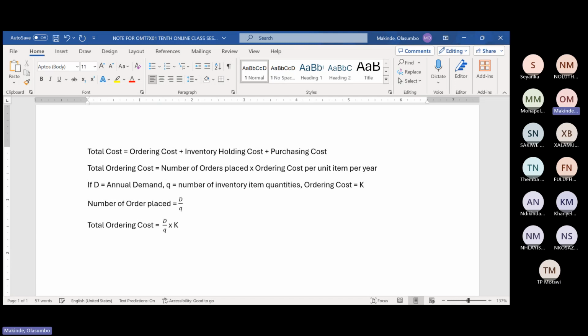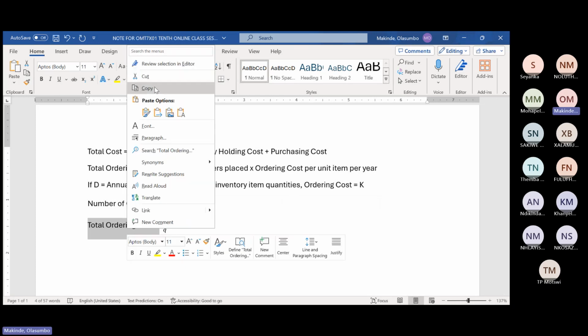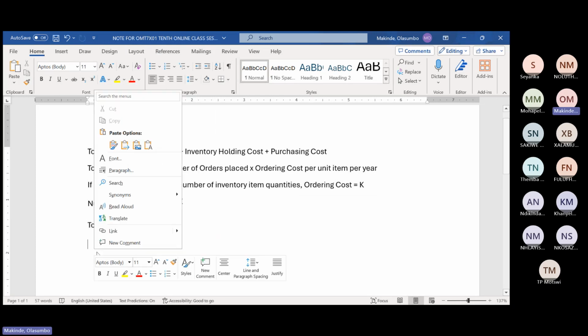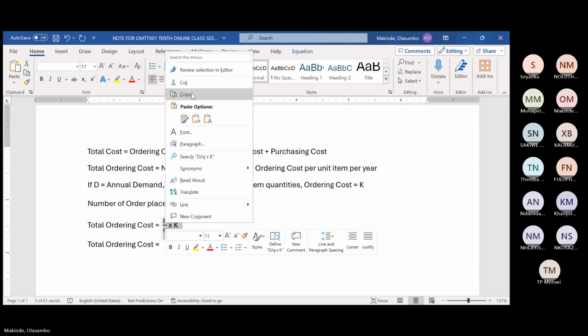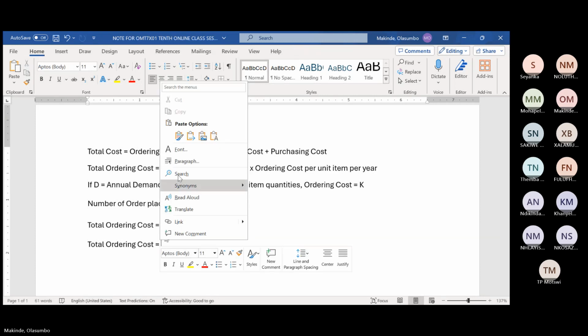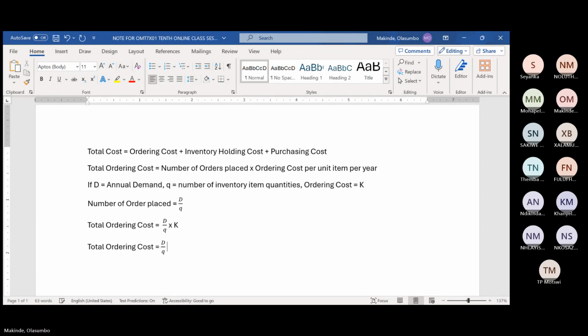So that means the mathematical expression of your total ordering cost. If you are asked in the online test for the mathematical expression of the total ordering cost, the final expression for that is D K over Q. And I will give you options, so you must be able to select the right answer.